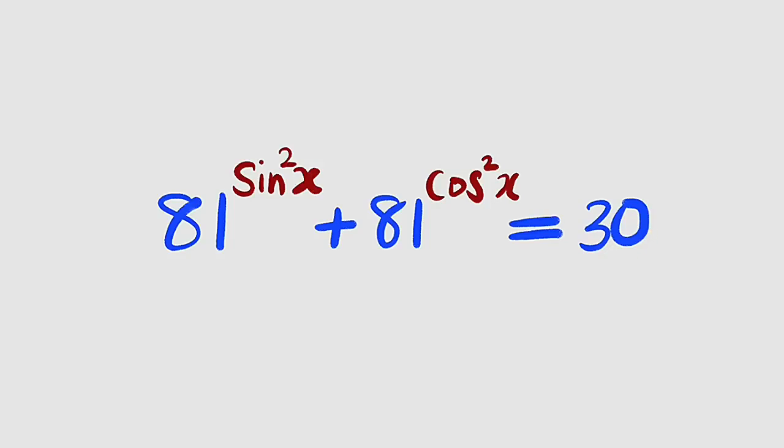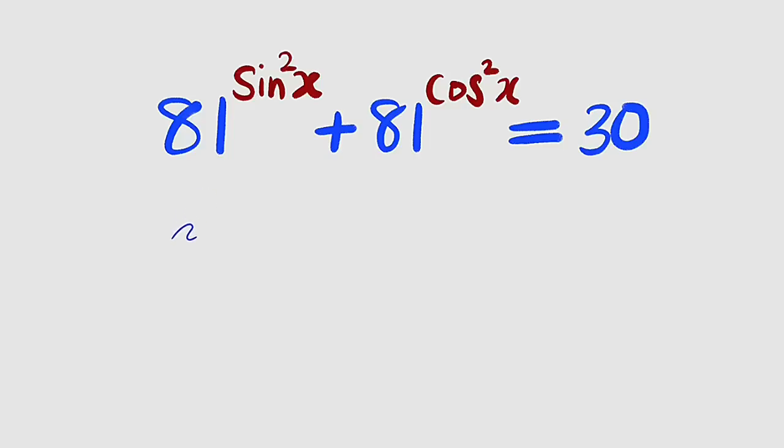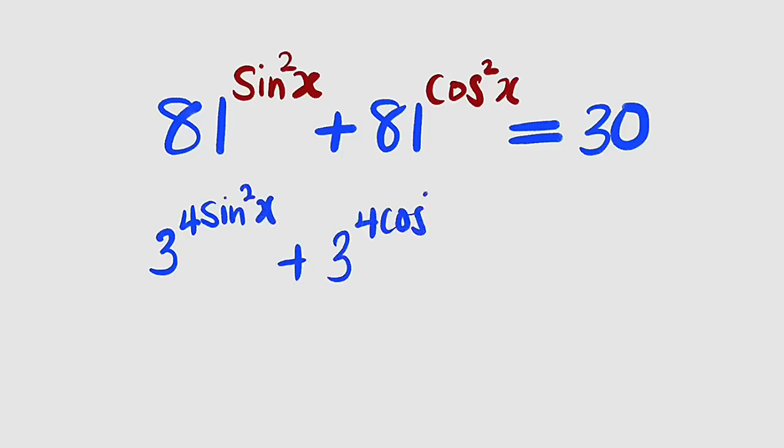So let's get started. First of all, you should remember that 3 to the power of 4 is the same thing as 81. So let us reduce the bases. So we have 3 to the power of 4, which is 81, but we have another power, sine squared x, plus 3 to the power of 4 cosine squared x. This is equal to 30.